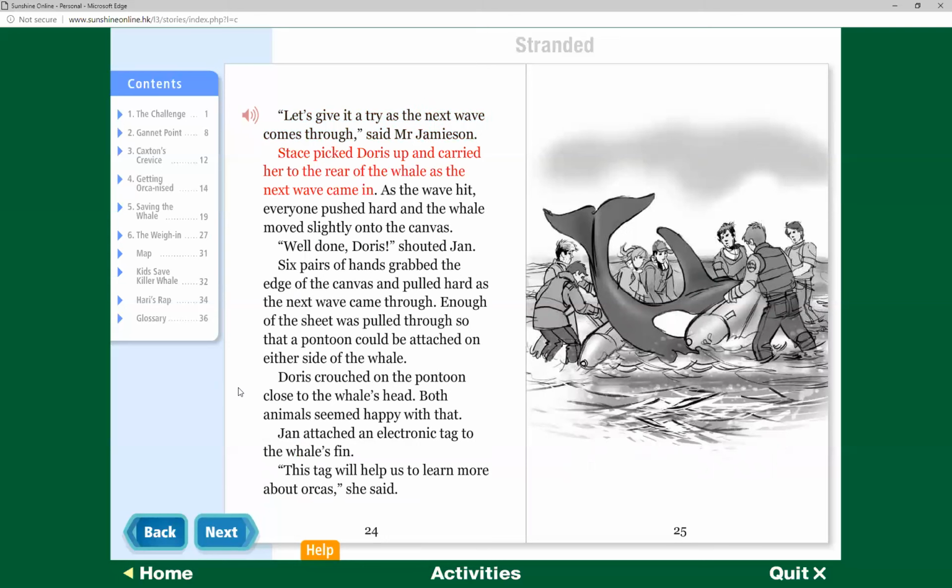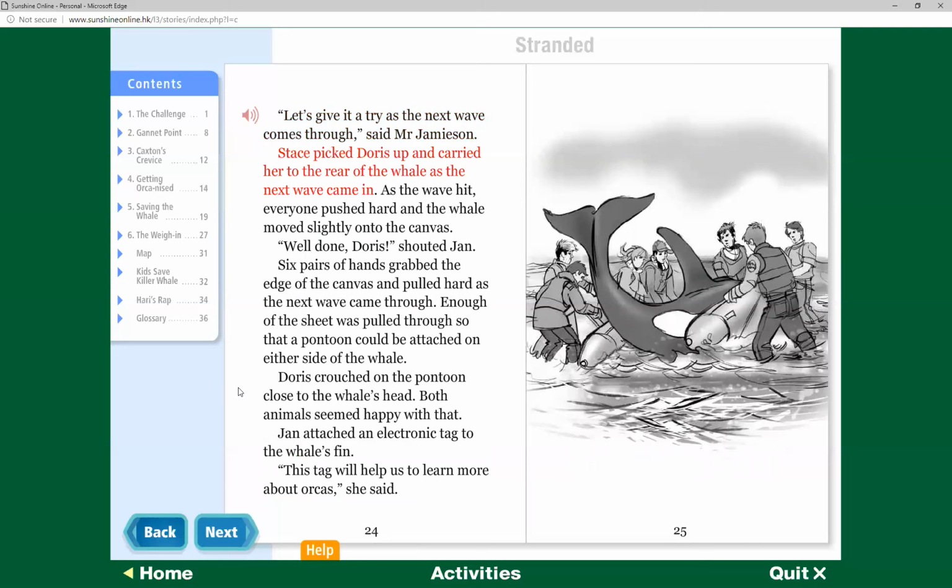As the wave hit, everyone pushed hard, and the whale moved slightly onto the canvas. "Well done, Doris," shouted Jan. 6 pairs of hands grabbed the edge of the canvas and pulled hard as the next wave came through. Enough of the sheet was pulled through so that a pontoon could be attached on either side of the whale. Doris crouched on the pontoon, close to the whale's head. Both animals seemed happy with that.